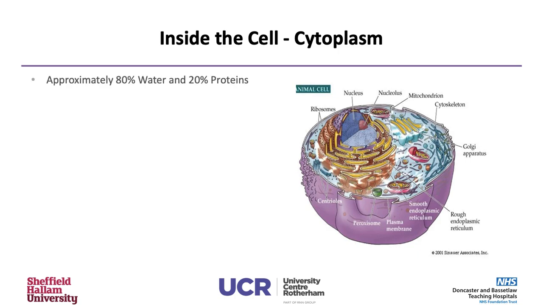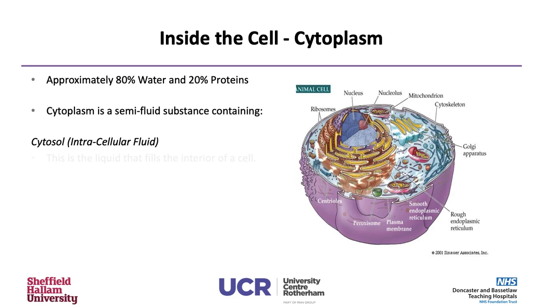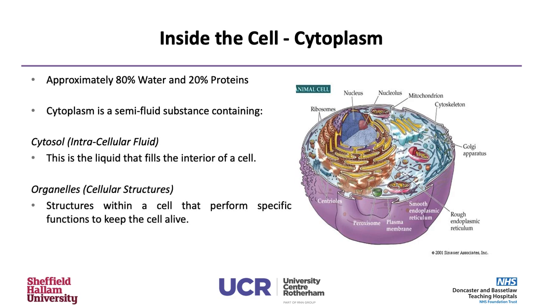Inside the cell, we've then got something called cytoplasm. A cell is roughly 80% water and 20% proteins, and cytoplasm is a semi-fluid substance that contains cytosol and organelles. Cytosol is the liquid that fills the interior of a cell, what is called intracellular fluid, and suspended in that fluid are what are called organelles, mini organs, you could call those, using the prefix aspect of it, breaking down that term.